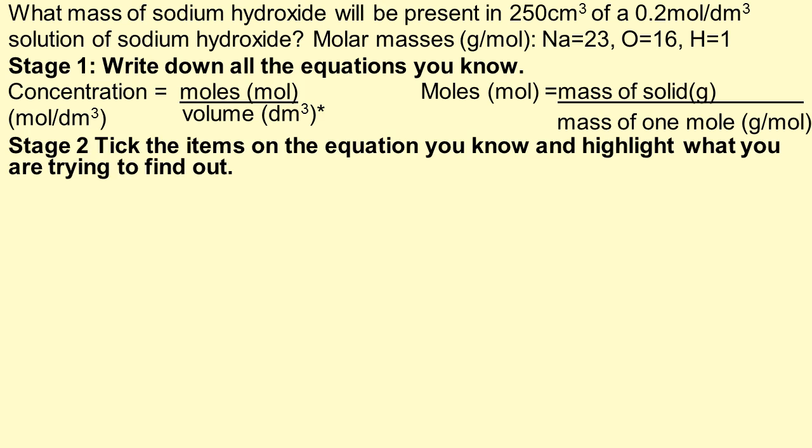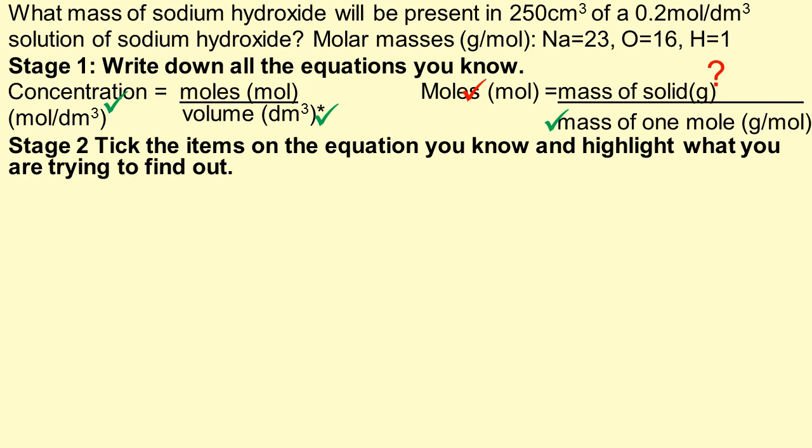So here again, we should go through the two equations and tick what we know. We know the concentration, we also know the volume, we also know the mass of 1 mole, and the question is asking what mass of sodium hydroxide is present, so that is the unknown. You can't do a calculation just yet to solve the equation on the right, but what we can do is calculate the number of moles by using a rearranged version of the equation on the left.